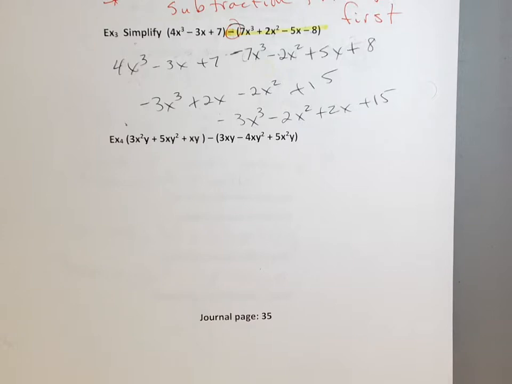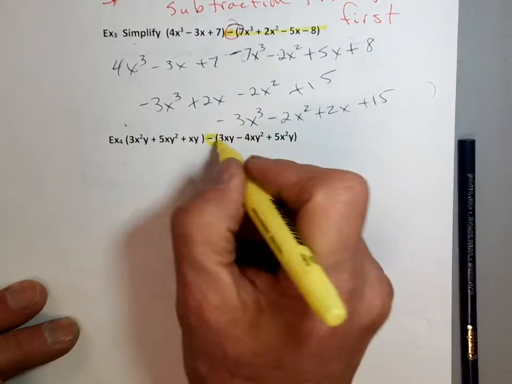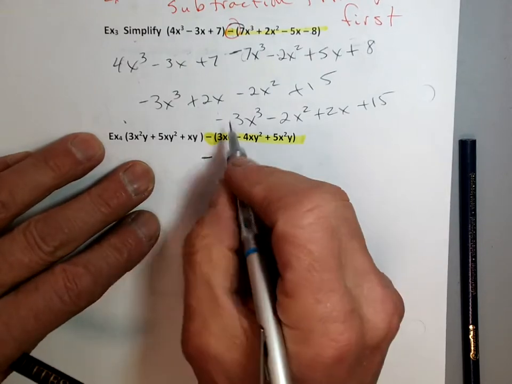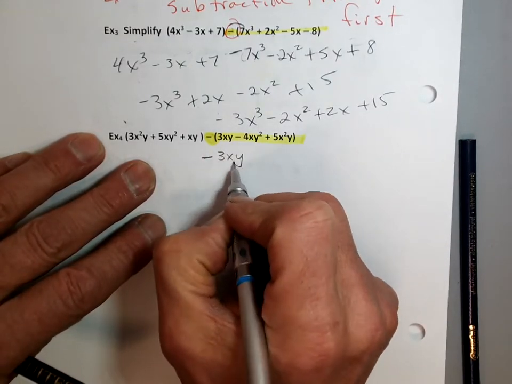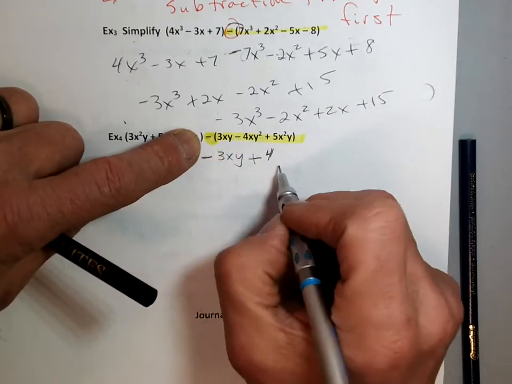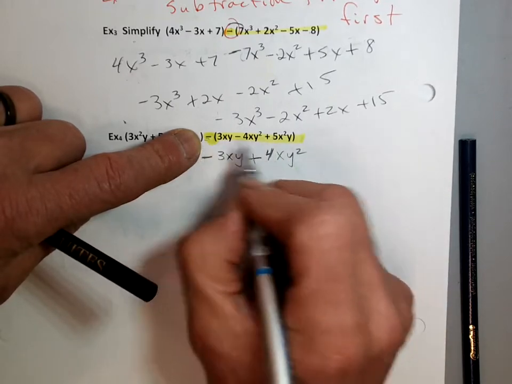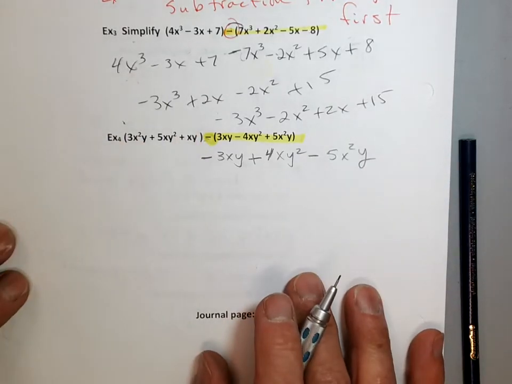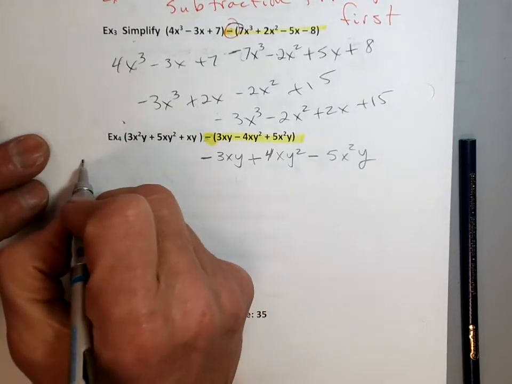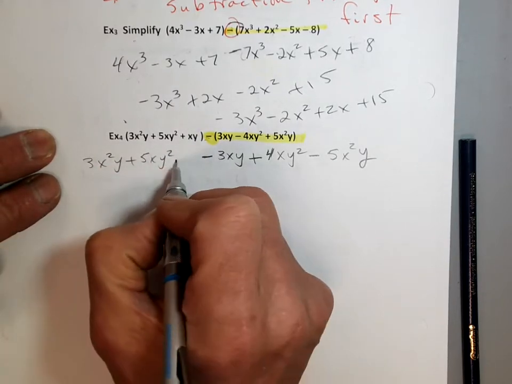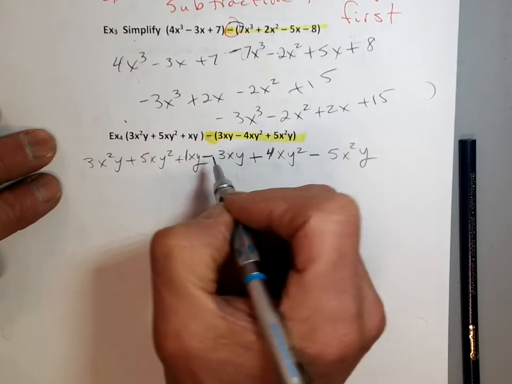Yeah. Okay, so let's first bring the negative through, okay? First thing I'm going to do is I'm going to bring this subtract through. Do that first, okay? So let me rewrite this as a negative 3xy plus 4 plus 4xy squared minus 5x squared y, okay? Write that first. Bring the negative through. Now I'm going to bring everything else down. 3x squared y plus a 5xy squared plus a 1xy, okay?